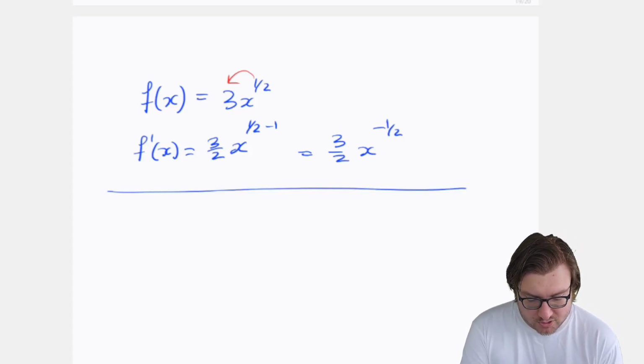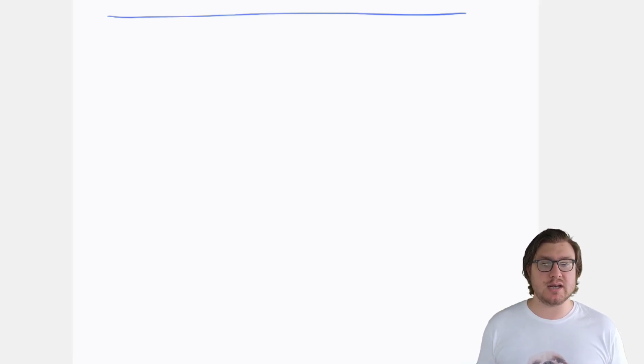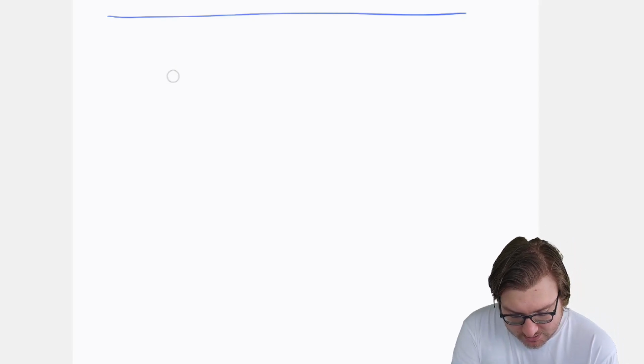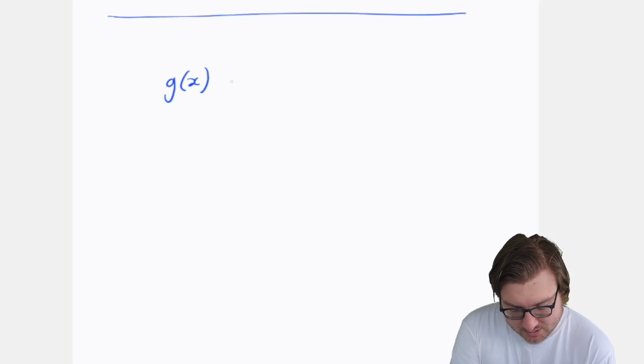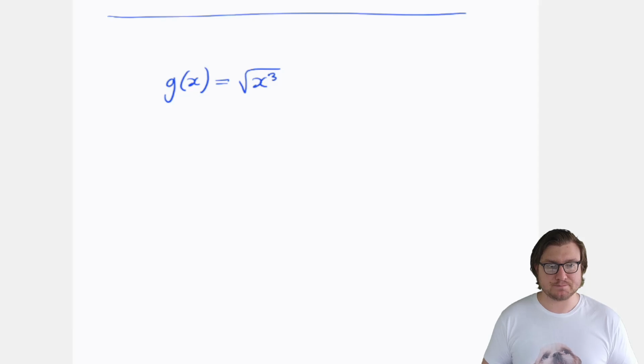Well, because in the exam, you're most likely going to get a little bit of a difficult question. So you might get, let's use g of x this time. g of x is the square root of x to the power of 3. So how do you differentiate this?